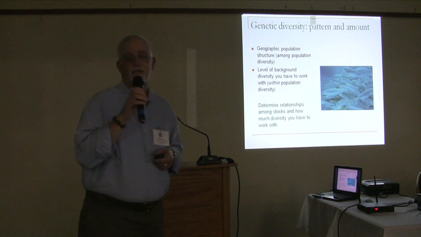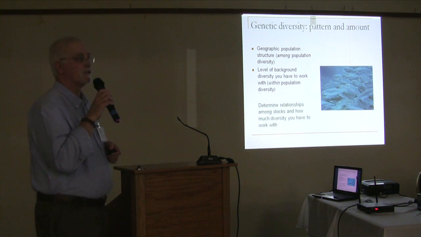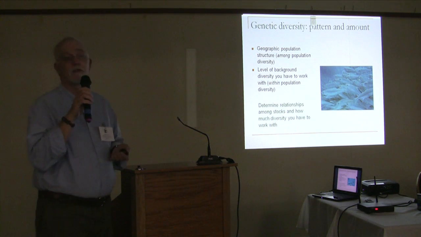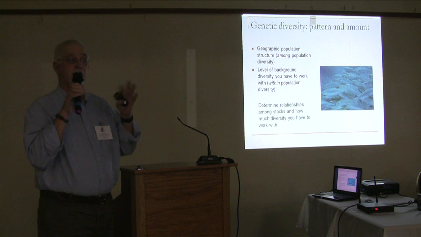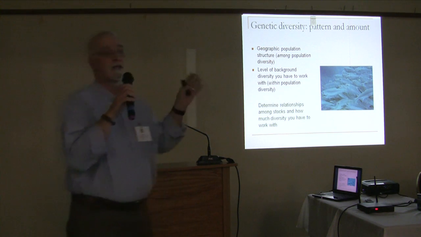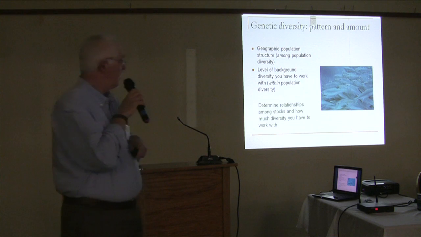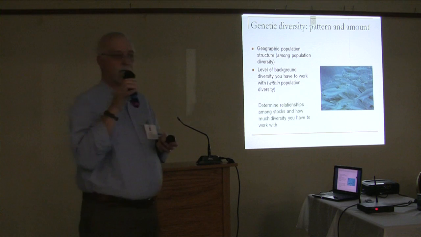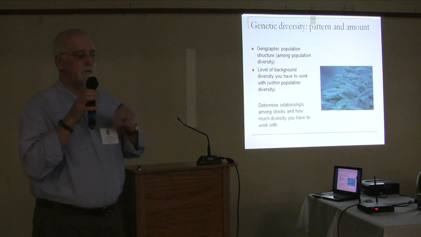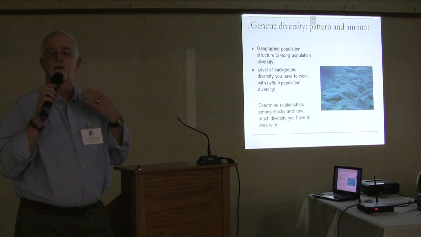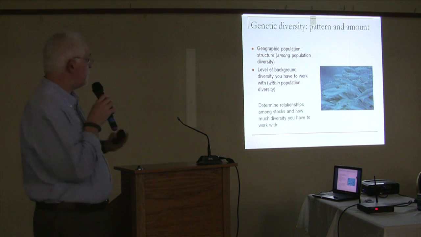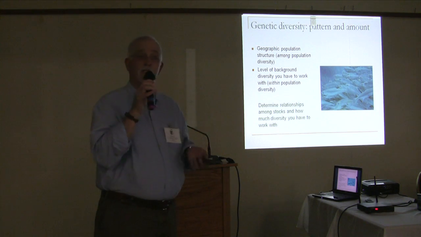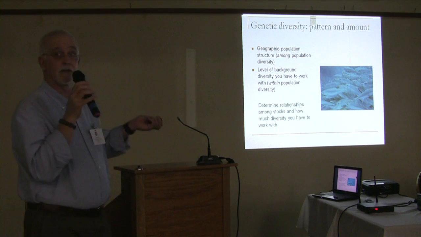So there are 2 aspects of genetic diversity that we'd like to call attention to in this kind of discussion. One is having to do with geographic population structure and the kind of diversity that you see among populations or between populations. And the second is the level of background diversity that you have to work with within a single population. So in order to begin discussion of conservation of genetic diversity, you need to know the relationships among stocks and how much diversity you have to work with within each stock as you target those for conservation.